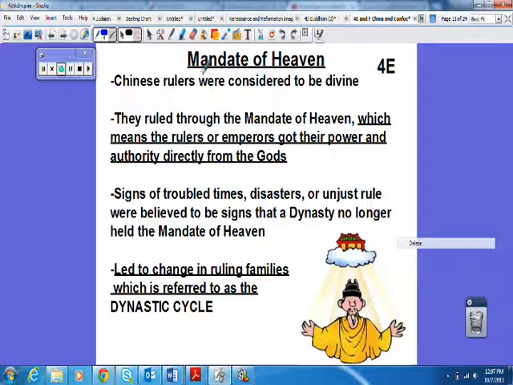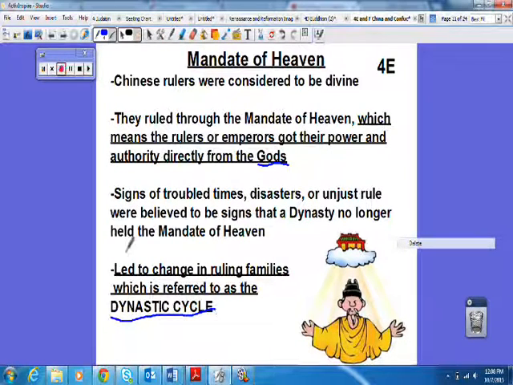Alright, so the mandate of heaven, this should be review, but here we go. Chinese rulers are considered to be divine. They rule through what's called the mandate of heaven. This means that the emperors get their power directly from the gods. So if they're representatives of the gods, then if bad things start happening, disasters, troubled times, famines, that means the gods are not happy with the emperor, because the emperor rules through the gods. So if the gods are showing they're unhappy, the emperor must not be doing his job well. This leads to a change in the dynasty, and a new dynasty is going to come take its place. This is referred to as the dynastic cycle.